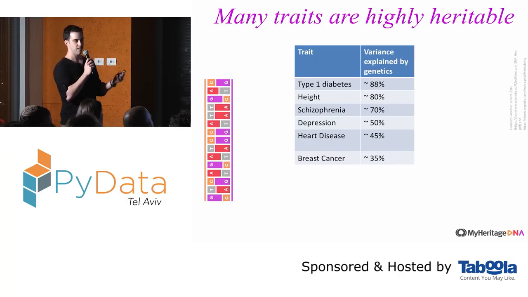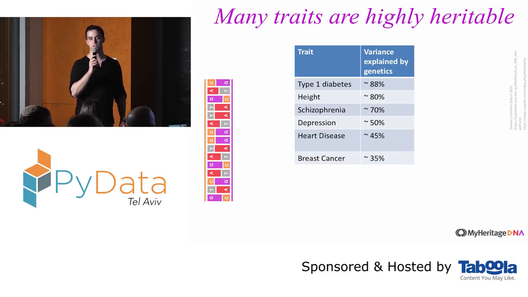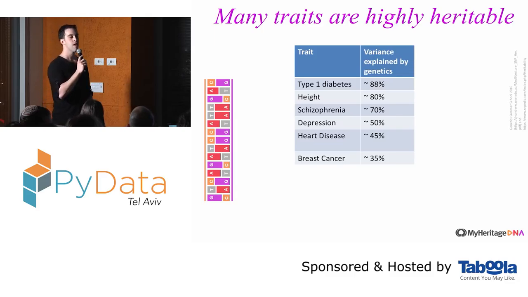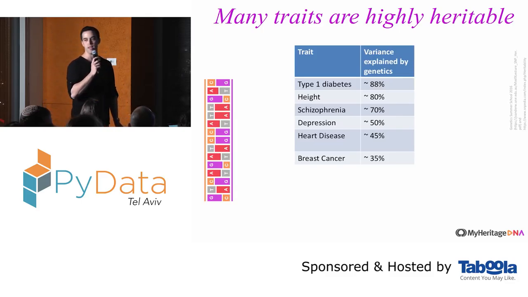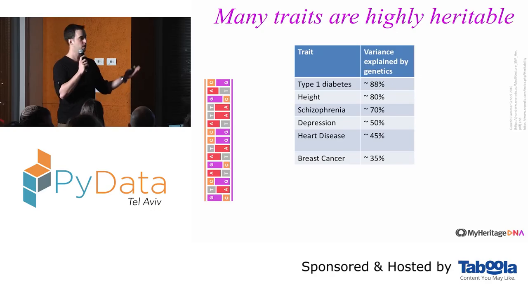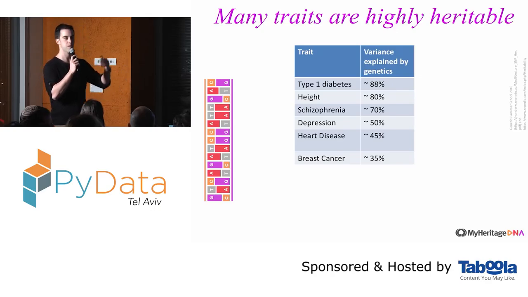Just to give you a sense of what these numbers mean, schizophrenia is a really horrible disease, and I think less than 0.5% of the general population has it. But if you have a perfect twin and that twin has it, that raises your chances of having schizophrenia to something like 30%+. So it has a very strong genetic component.